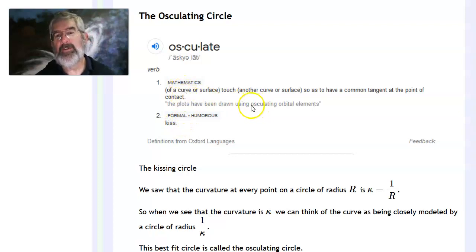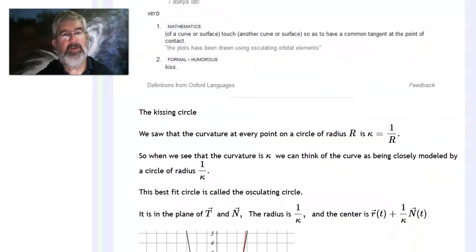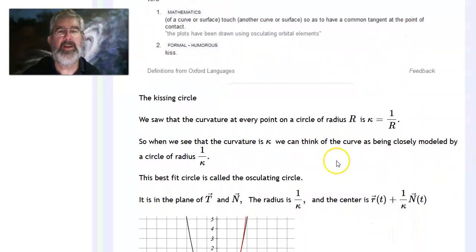A curve or a surface touches another curve or surface so as to have a common tangent at the point of contact. So two curves osculate if they have a common tangent at their point of contact. So the osculating circle is the kissing circle. Now we've seen that circles are related to curvature in the sense that a circle of radius r has curvature equal to 1 over r.